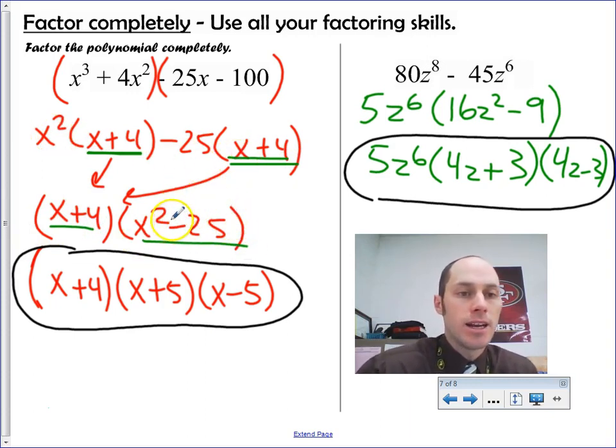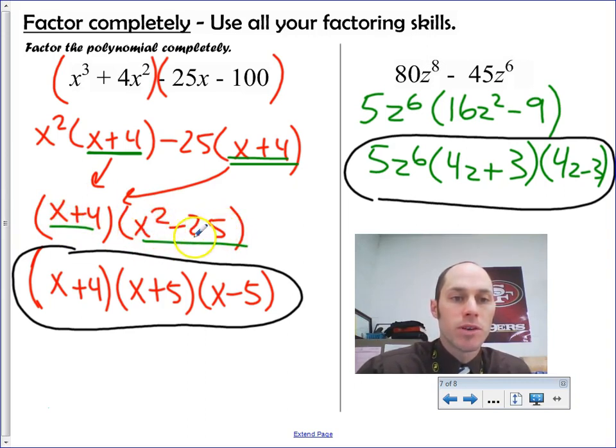Then know that I'm not done. I need to factor completely. If I have a squared here, I need to look if I can keep going. This is a single degree, so this part's done. But this is two terms. Is it a difference of perfect squares? Perfect square, perfect square. Yes, it is. So we break that into its sum and difference pattern. x plus 5, x minus 5. And we just keep that x plus 4 there.